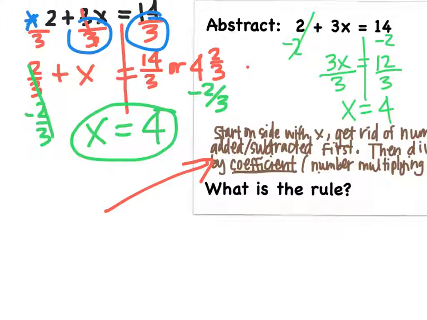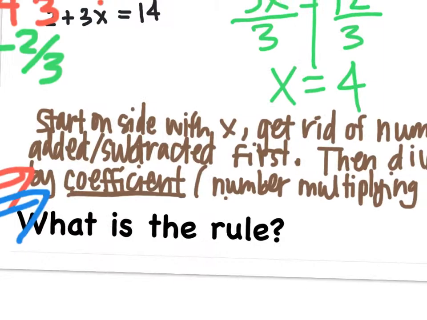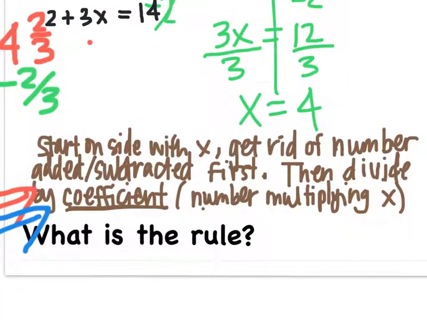Because it makes our expressions more complicated, and also because we have to do more division, the second way is way more complicated. So I just want you to remember to do it the first way. Start on the side with x, get rid of the added or subtracted number first, then divide by the coefficient. So this is the rule we want to stick to.